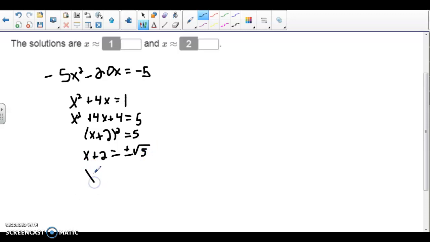The square root of 5 is 2.24. So that's positive and negative 2.24. Now that's rounded to the nearest hundredth. I think it was 2.236. So that's what made it 2.24.